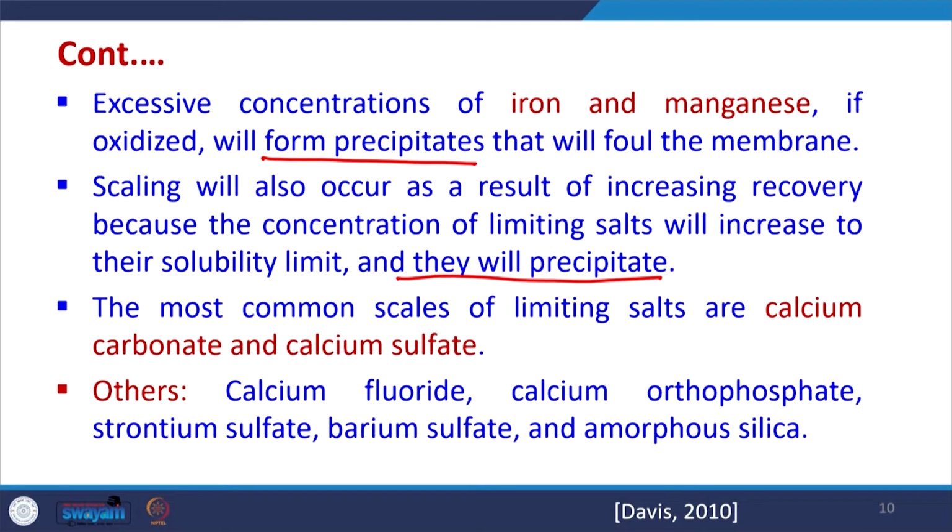The most common scales of limiting salts are calcium carbonate and calcium sulphate. Other types are also possible. Scales may be formed because of calcium fluoride, calcium orthophosphate, strontium sulphate, barium sulphate, amorphous silica etc. So, any of these present beyond the limiting conditions may form scales. Within limiting salt concentration, under certain conditions they will also foul the RO membrane.